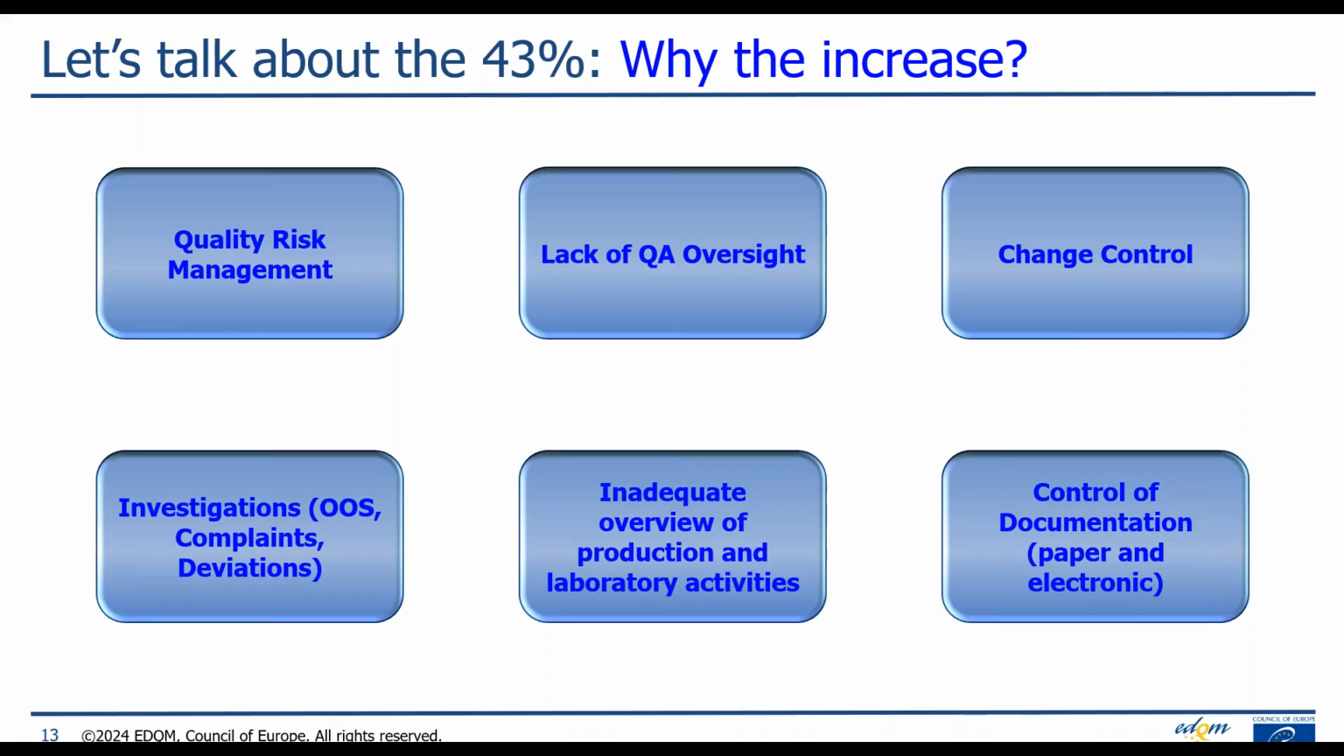Change control, for me personally, is one of the most important parts of GMP, embracing any risk that comes into the picture when something is going to be changed. Investigations are very important: out of specification investigations, complaint, and also deviation investigations. I will show you a few more examples of those observations we have made. We have the inadequate overview of production and laboratory activities. And last but not least, also the control of documentation, paper and electronic, or also hybrid approaches.